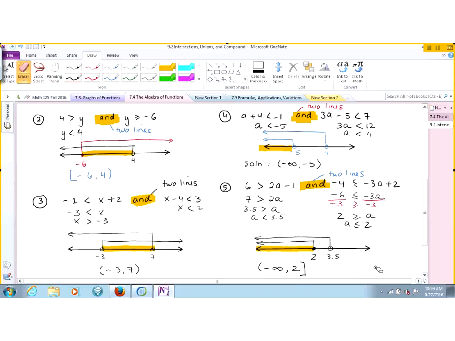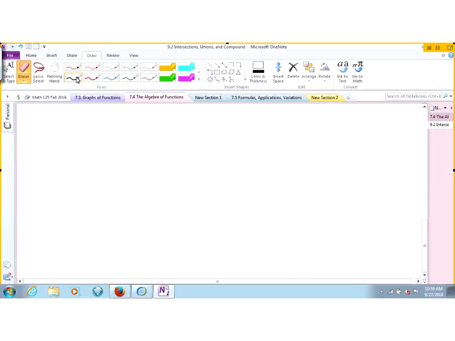Okay. Now, the other thing that relates to "and" is called compound inequalities. So it looks like this. B, compound inequalities. It has 3 sides. For example, it looks something like this: negative 2 less than or equal to x plus 7 is less than 5.